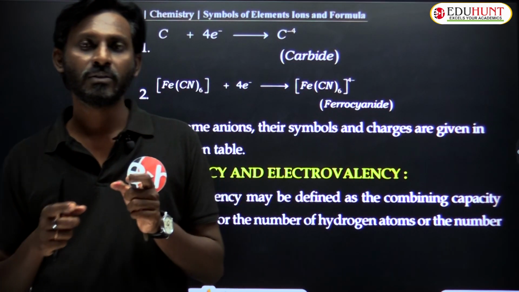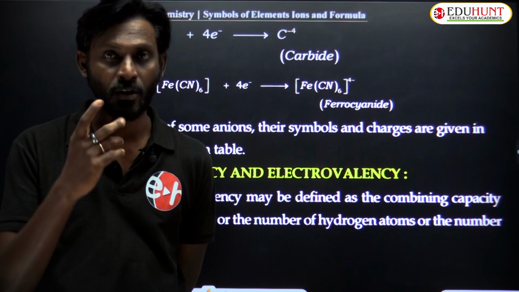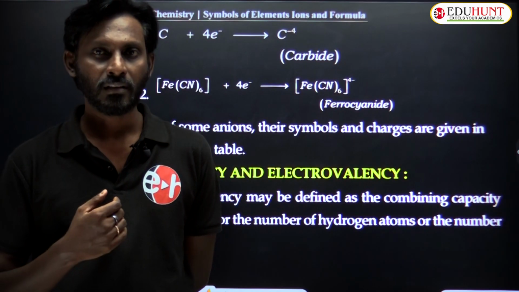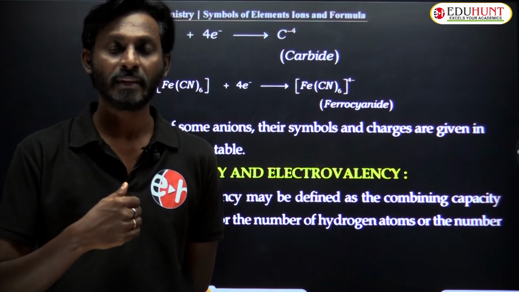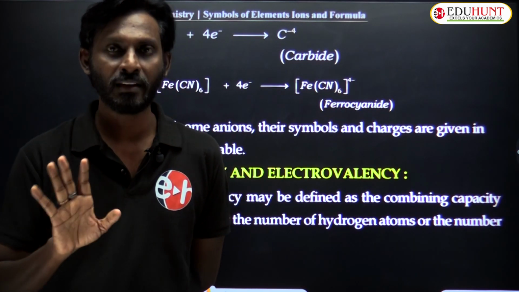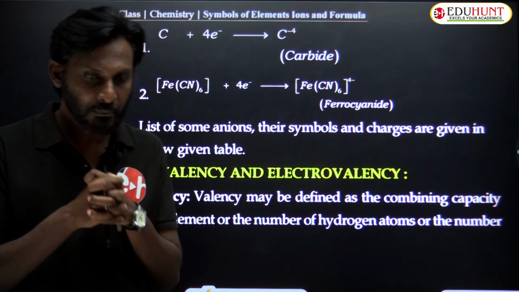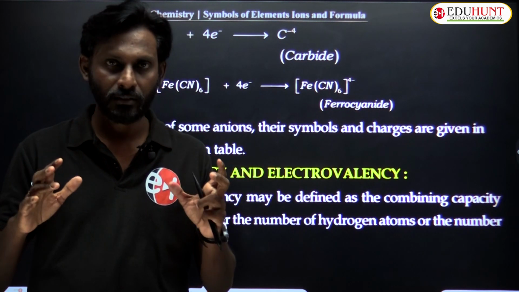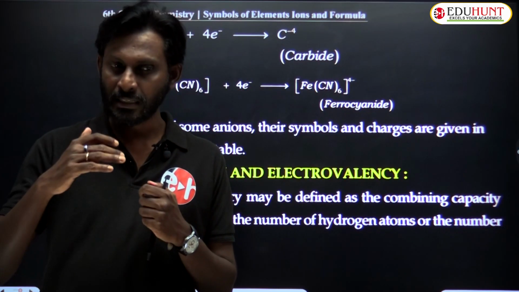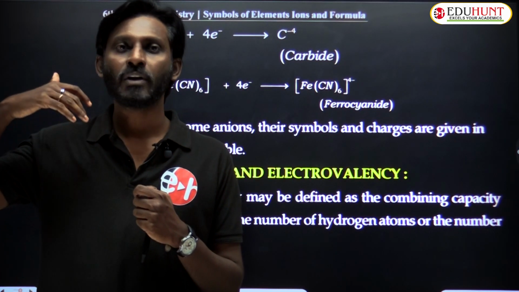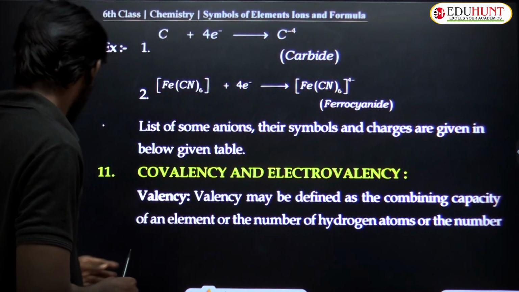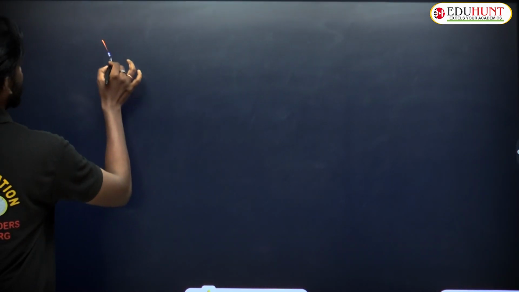In the previous video, I explained what an ion is and what the types of ions are, like cation and anion. What is a cation, how is it formed, and what are the examples? What is an anion, how is it formed, and what are the examples? We completed that part. Now, in this video, we are going to enter a very crucial topic, very important for understanding future topics in chemistry: valency.